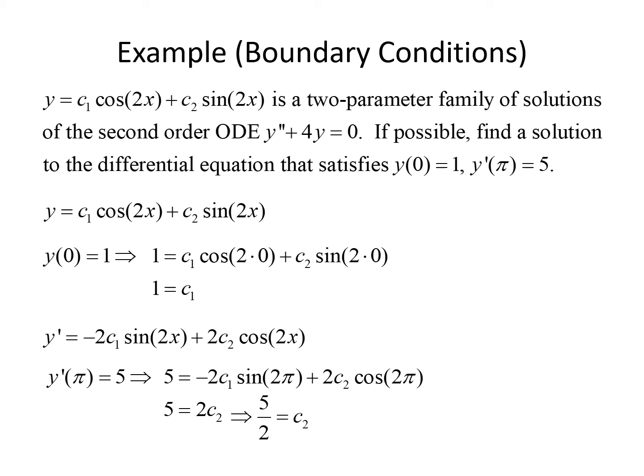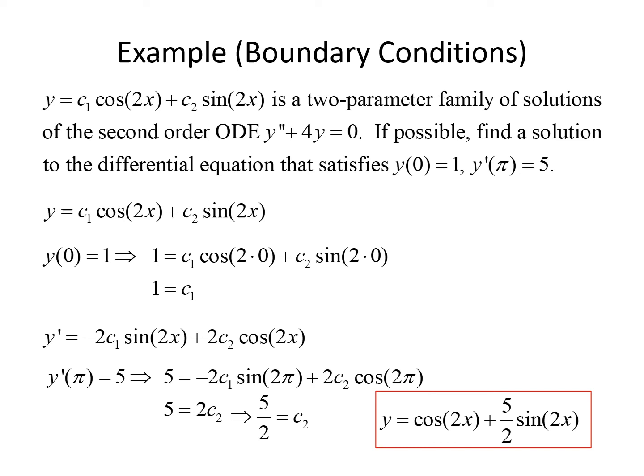So now we know that c1 is equal to 1, c2 is equal to 5 halves. Again, the last step is to take those two values and plug them into the solution. So we would get y equals cosine of 2x plus 5 halves times the sine of 2x as the solution to this boundary value problem.